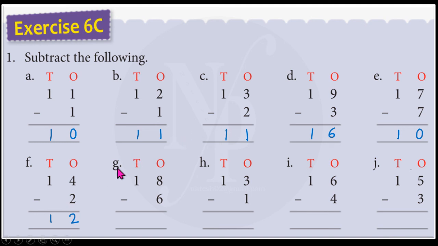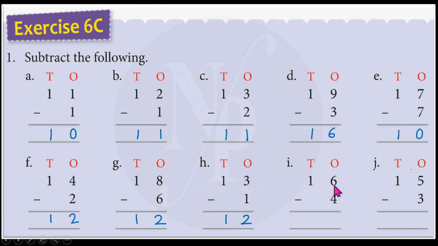Coming to G, 18 minus 6. Subtracting 6 from 8, you get 2 as difference. We write 2 in ones place. In tens place, we have 1 minus 0, so we write 1. H, 13 minus 1. Subtracting 1 from 3, you get 2. And 1 minus 0 is 1.